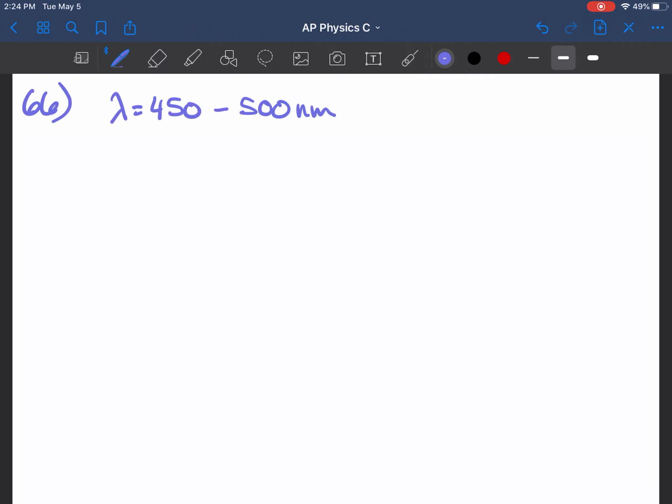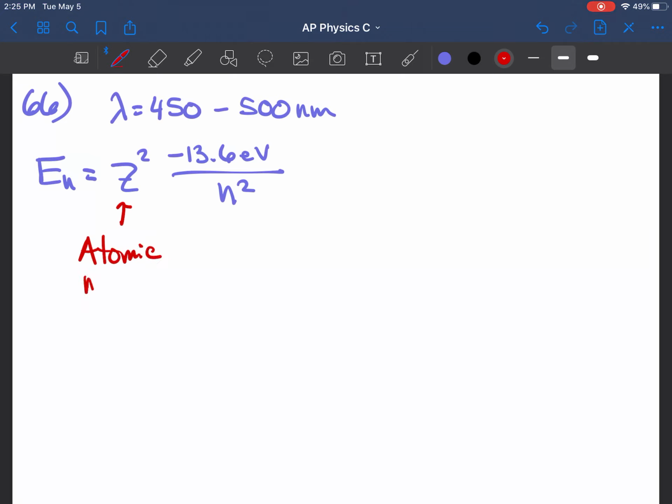All right, so the equation, it's in your book, equation 7-41, says that the energy of a certain state of a hydrogen-like atom is equal to Z squared times negative 13.6 eV over n squared. Here Z is the atomic number, and n is the state.